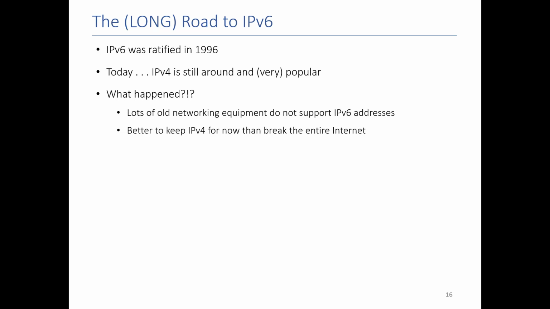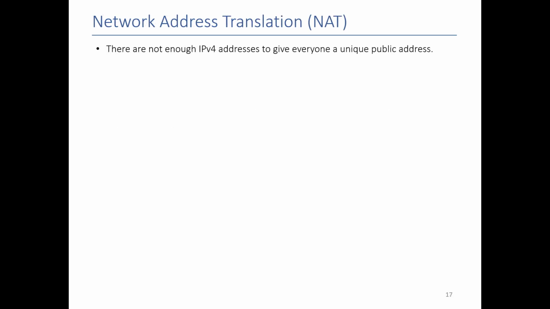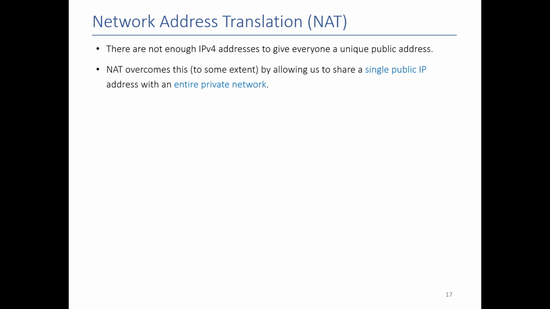Now we have a dwindling supply of IP version 4 addresses, so how do we make them last? And one way to do that is using a technology called Network Address Translation, or NAT. And the general idea here is that we're going to take one address and share it with a bunch of computers. And you do this all the time in your home network.